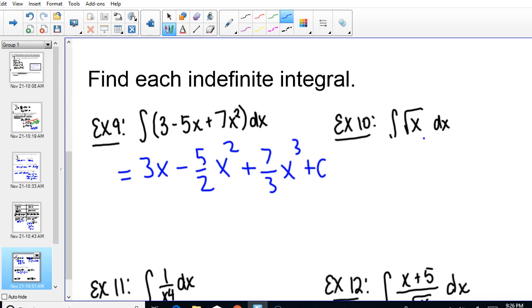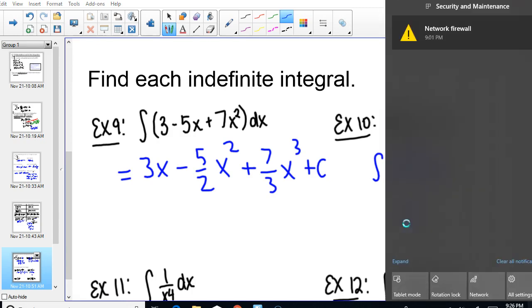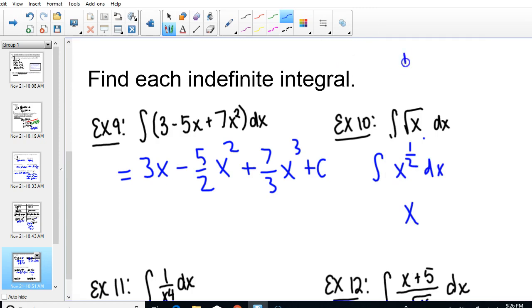For example 10, before we integrate here, it is probably best for us to write this as x to the 1/2 power. So when we integrate that, we are going to add 1 to our exponent. So 1/2 plus 1 is just going to be 1/2 plus 2 over 2, which is 3/2, which most of you could probably do in your head.